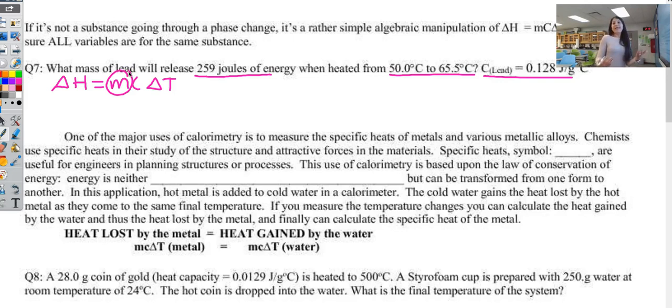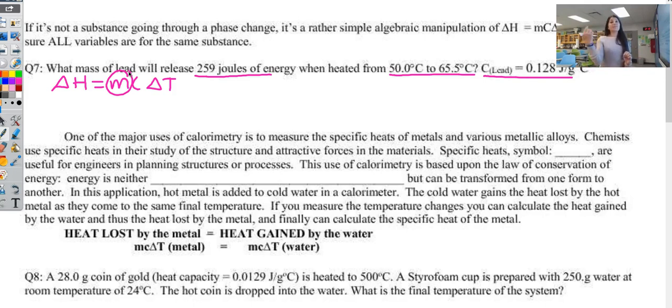Sometimes they'll ask you how much energy was released if they drop the lead in the water, and they give you the mass of the water and the temperature change of the water, and you already know the specific heat of the water. Well, you know everything in MCAT. So that would just be check, check, check, calculate M times C times delta T. Again, all of those need to be for water. That gives you the delta H of the water.